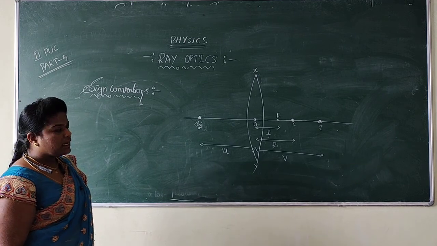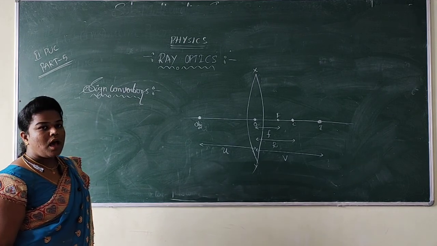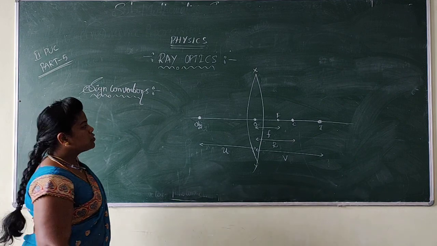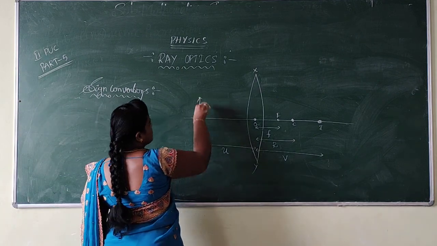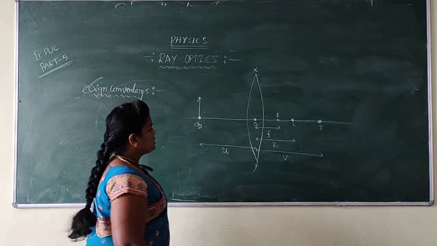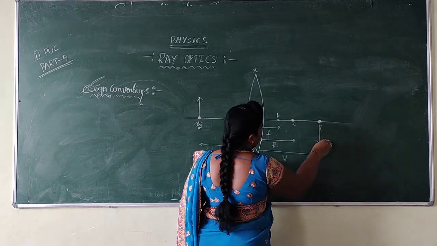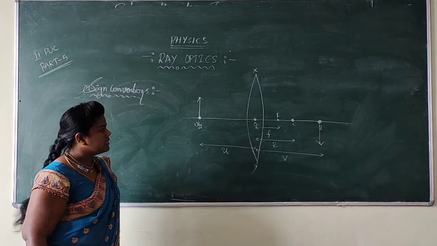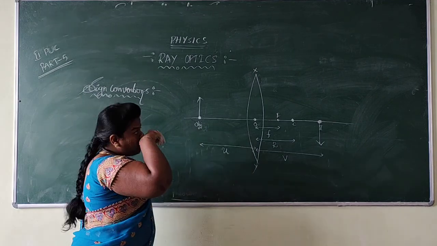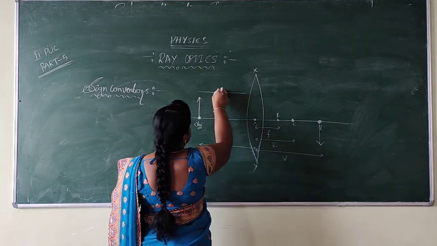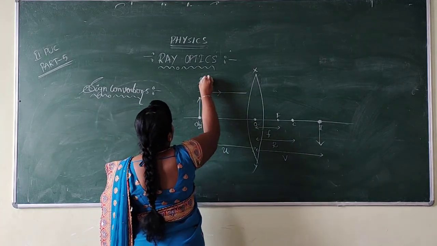Now, dear students, I am just going to show you how the distances are measured. Suppose the object is here, and assume that the image is formed in this way. Now the ray of light is traveling in this direction, the direction of the incident ray.